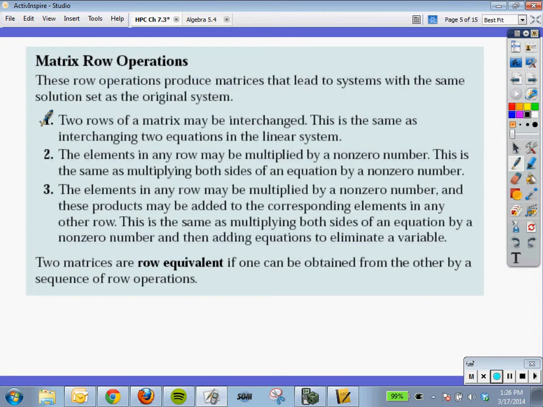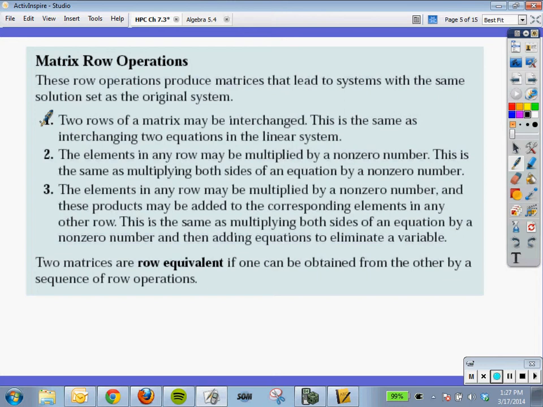All right? Number 2 says the elements in any row may be multiplied by a non-zero number. This is the same as multiplying both sides of an equation by a non-zero number. So with an equation, you can multiply both sides of that equation by some number, right? Same deal with matrices. You can multiply the entire row by a number. That's totally legitimate. It's similar to just multiplying an equation on both sides by a number. Okay.